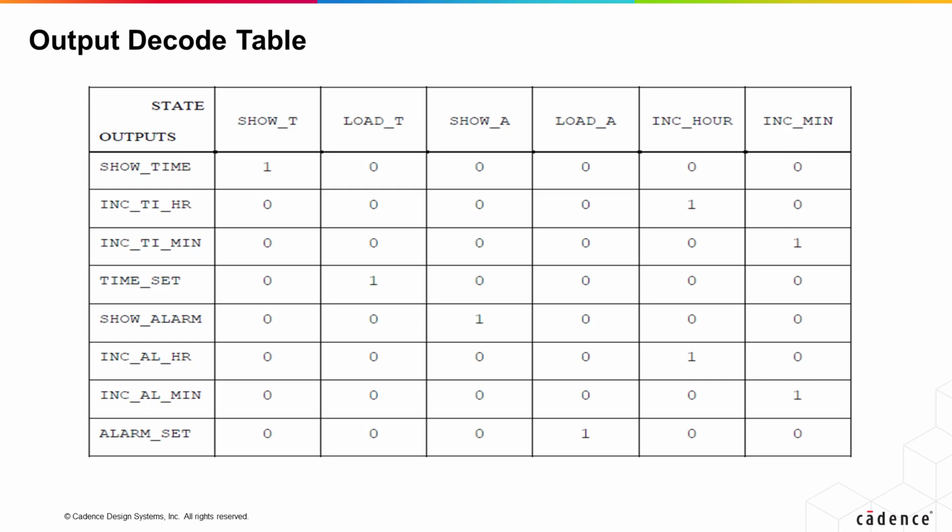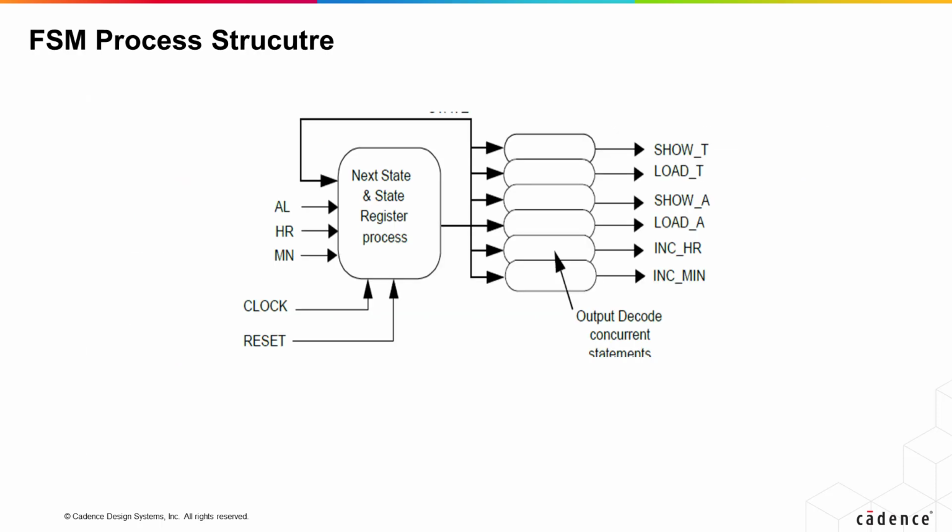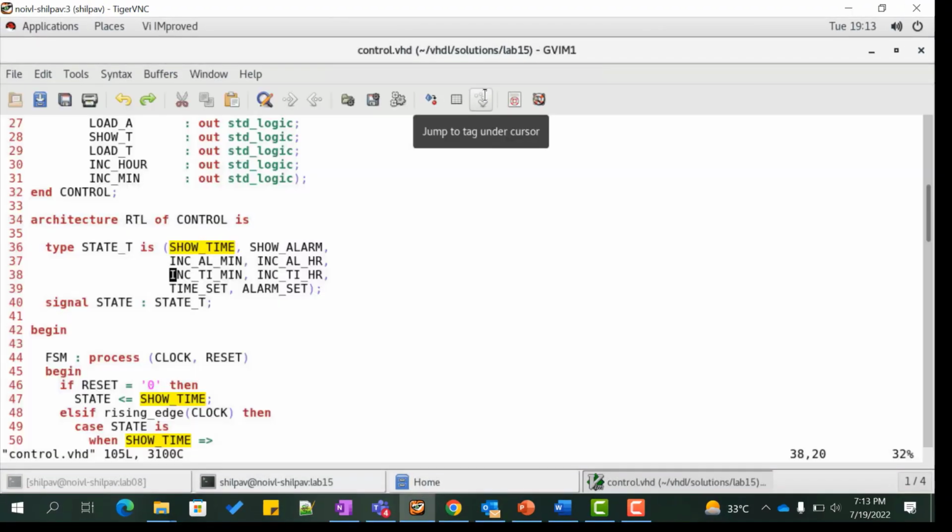You can have your own implementation of the alarm clock controller, but the one shown here is the simplest, safest, and easiest to test. We shall implement the FSM process structure shown here. We use a single register process for the next state and the state logic, and we use concurrent statements to decode the output from the state. Let us code the design.